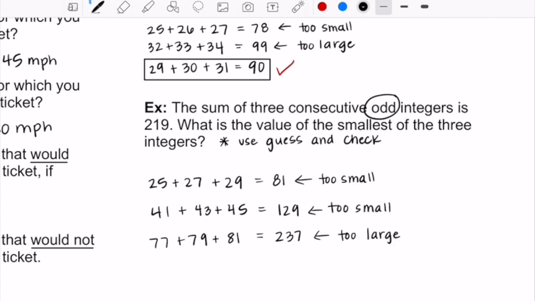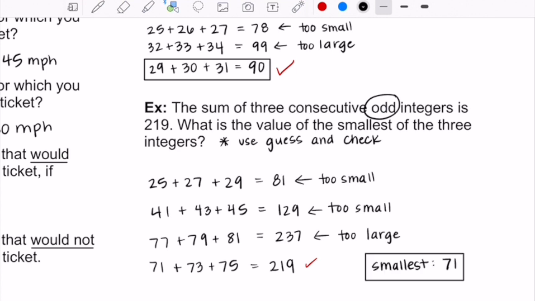And so then you try some other numbers, and finally you get the correct numbers are 71, 73, and 75. Those three numbers add up to give you 219, which is the total that you were looking for. But you want to be careful because you have to read the way the direction was given to you. It says what is the value of the smallest of the three integers. So when you're writing the answer to the question, the three numbers that work are 71, 73, and 75, but the answer that you'll give, the smallest number in that list, is the number 71.